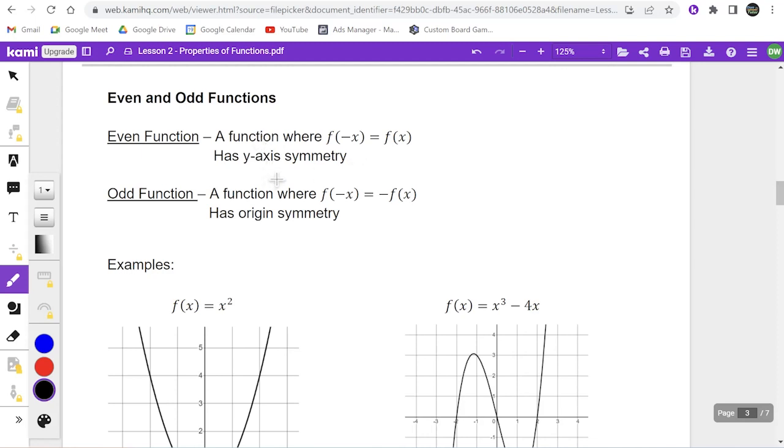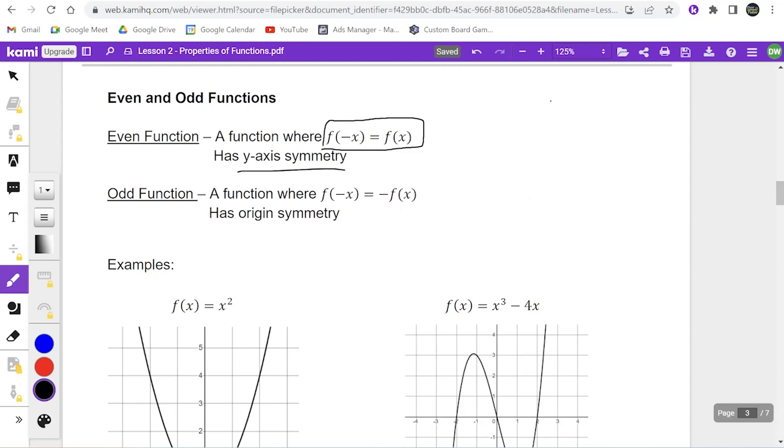So there are 2 things we need to know about even and odd functions. We'll start with even. The first thing about an even function is the formula. The formula is f of negative x equals f of x. What does that mean? I'll explain it in a few example problems. But the other important thing you need to know is that an even function has y-axis symmetry.